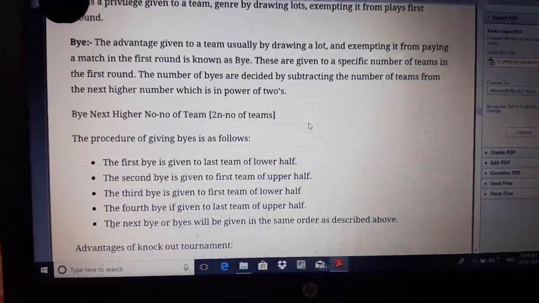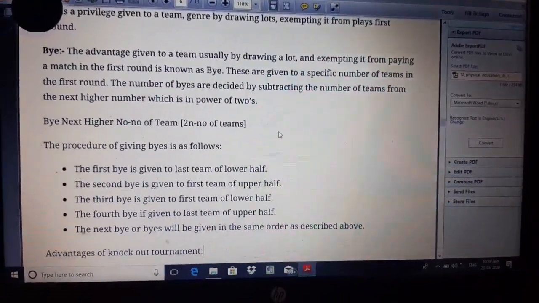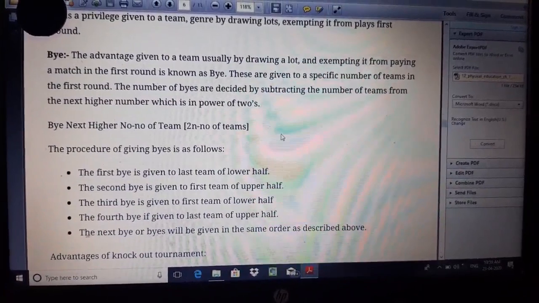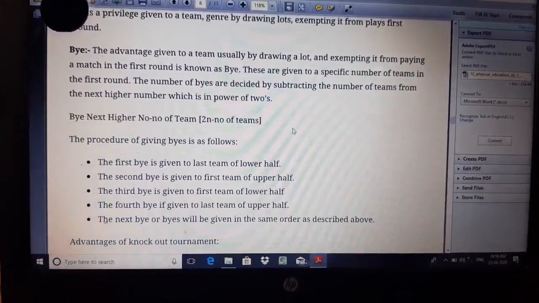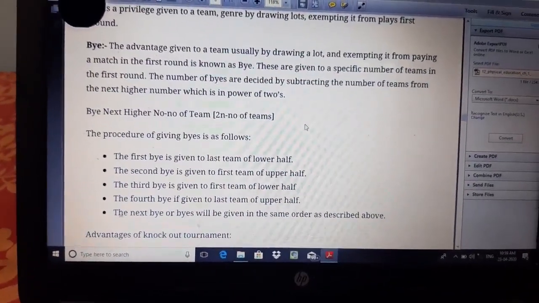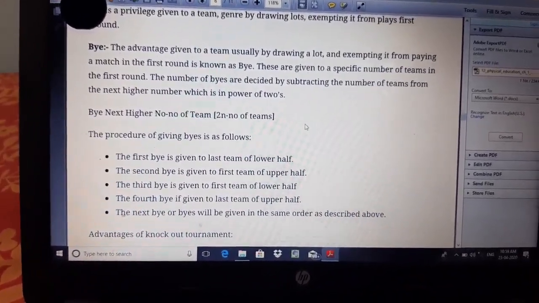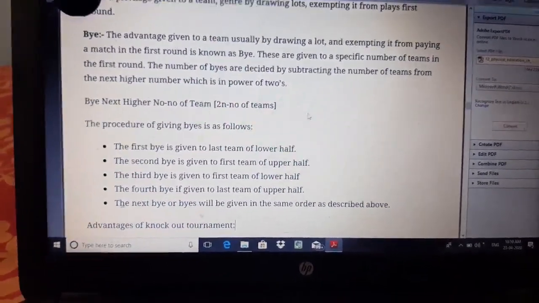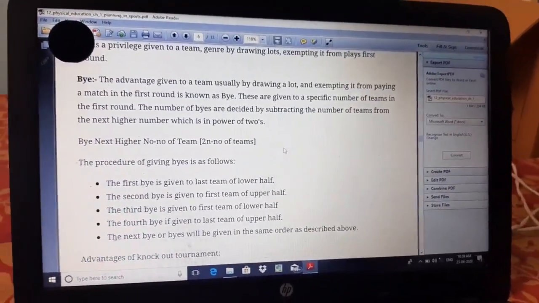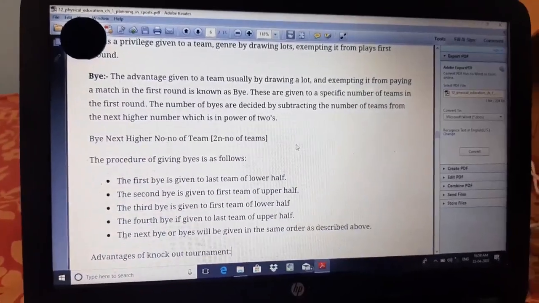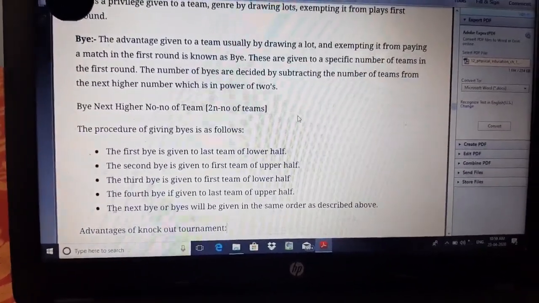Now the third bye will be given to, if you bifurcate the upper half and lower half, the top team of the lower half. That will have the third bye. Then the fourth bye is given to the last team of the upper half. I know it's a bit confusing for you students, but once we get to the practical class of this, it will be very easy to understand. It's not that typical. Then the next byes will be given in the same order.